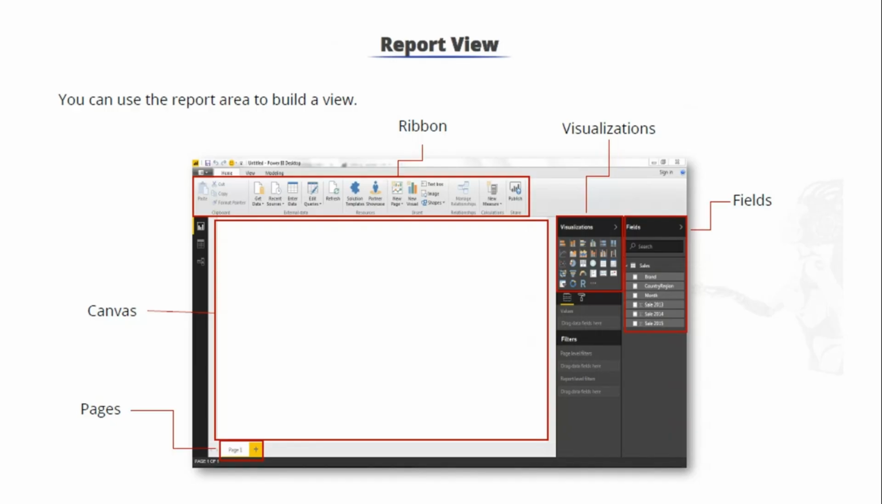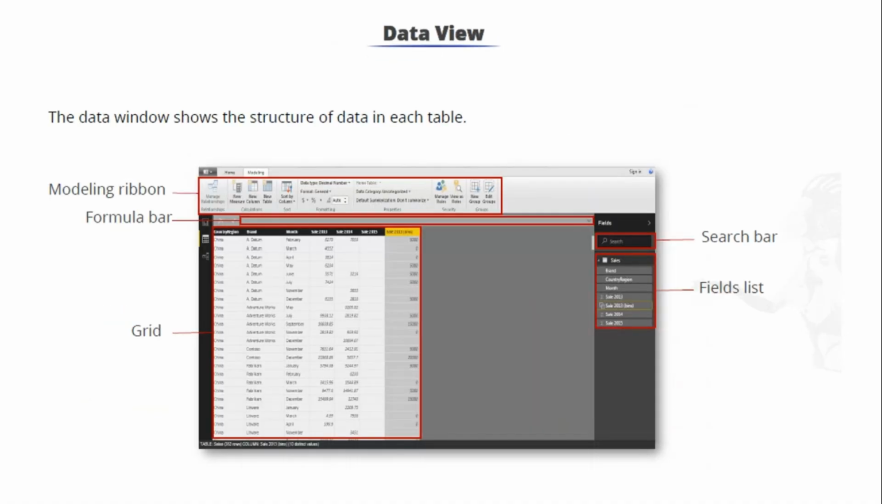Report view. You can use the report area to build a view, like ribbon, visualizations, fields, canvas, pages. Data view. The data window shows the structure of data in each table. Modeling ribbon, formula bar, grid, search bar, fields list.